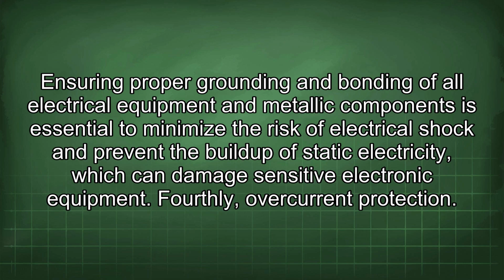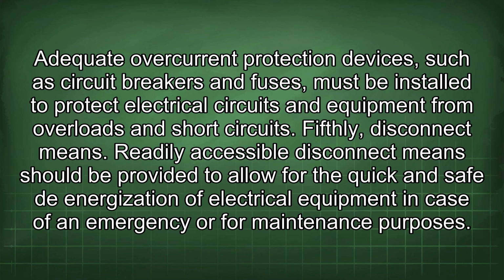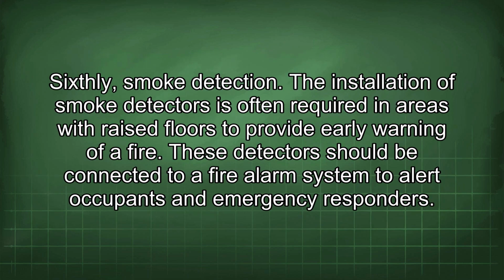Fourthly, overcurrent protection. Adequate overcurrent protection devices, such as circuit breakers and fuses, must be installed to protect electrical circuits and equipment from overloads and short circuits. Fifthly, disconnect means. Readily accessible disconnect means should be provided to allow for the quick and safe de-energization of electrical equipment in case of an emergency or for maintenance purposes. Sixthly, smoke detection. The installation of smoke detectors is often required in areas with raised floors to provide early warning of a fire. These detectors should be connected to a fire alarm system to alert occupants and emergency responders.